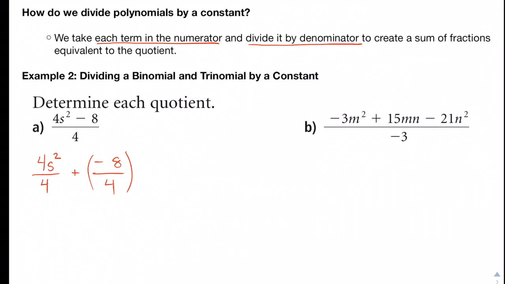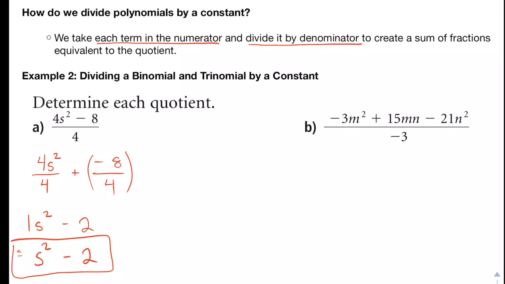Now all we do is divide numbers. For the first term, we have 4 divided by 4, which is 1, and we just keep the s squared. Then we take negative 8 divided by 4, which is negative 2. This can also be written as s squared minus 2. All we did there was take each term on the top and divide it by the term on the bottom, which was 4.